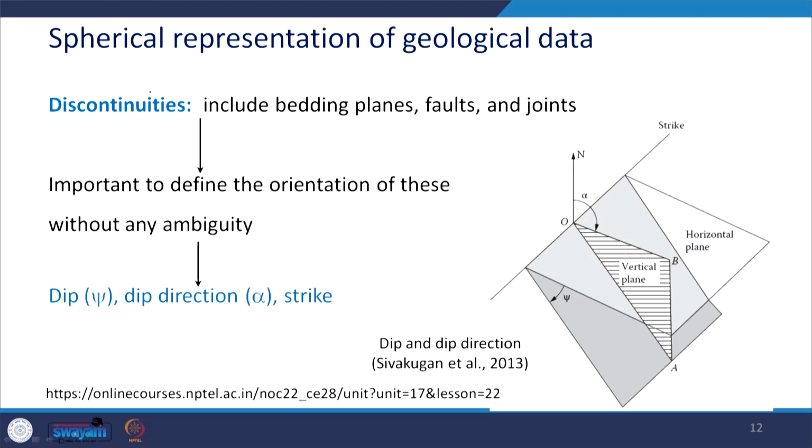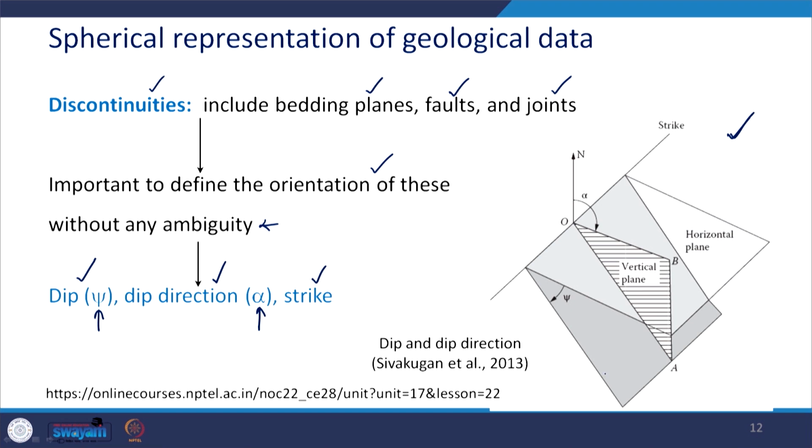So, we have the discontinuities, these include bedding planes, faults and joints, and it is important to define the orientation of these without any ambiguity. So, the terms which are used include dip, which is usually denoted by the angle psi, then dip direction denoted by alpha, and strike. Now, this figure is self-explanatory to define the various terms which have been mentioned here, that is dip, dip direction and strike.